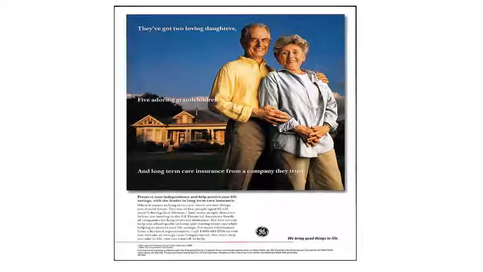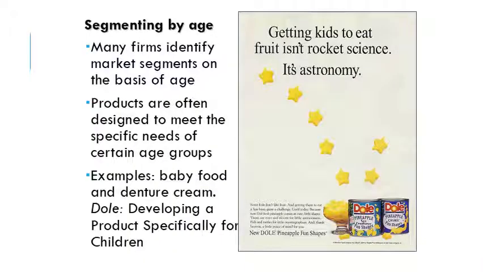This is again General Electric insurance. The segmentation is actually based on age. Again, Dole is a kids food product, again segmentation by age. Many firms identify market segments on the basis of age. Products are often designed to meet the specific needs of certain groups. You can see the shape of the product in the form of stars, which is able to attract children. Baby food, Dole developing a product specifically for children. That is some way to attract children. The flavors they use are to attract children.